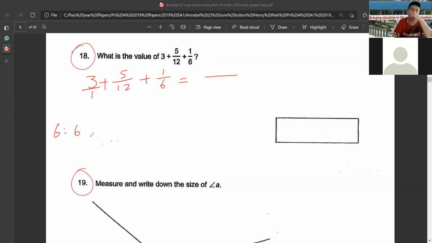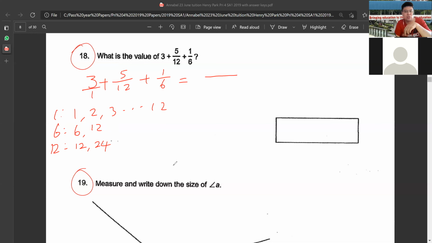What are the multiples of 6? 6, 12, 18. Yep, so on and so forth. How about multiples of 12? 12, 24. Okay, now you observe which one is the lowest common multiple of these 3 numbers? The lowest common multiple, 1, 6, and 12.